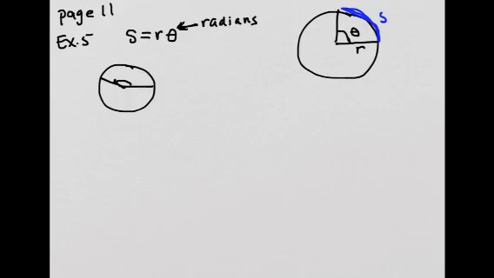So we're looking for this arc length right here when this is 27 inches and this is 160 degrees wide. Okay, so we're looking for that arc length. So notice the formula is S equals R theta. Theta has to be in radians. So 160 degrees has to be converted to radians. Remember we did that at the beginning.